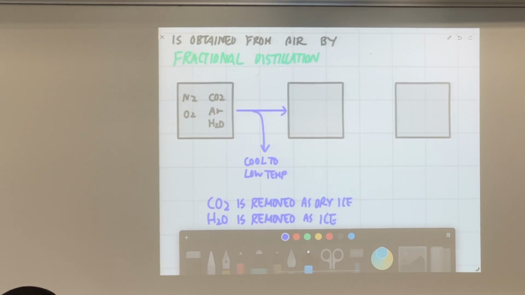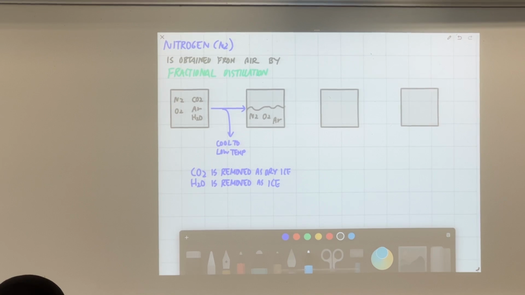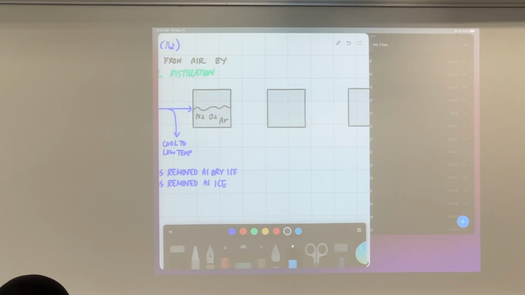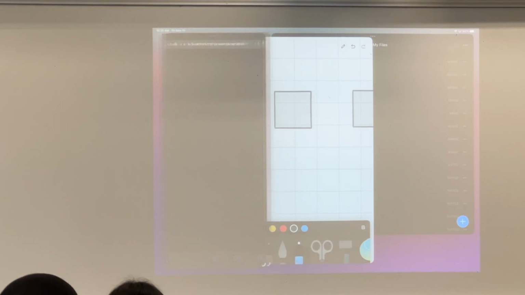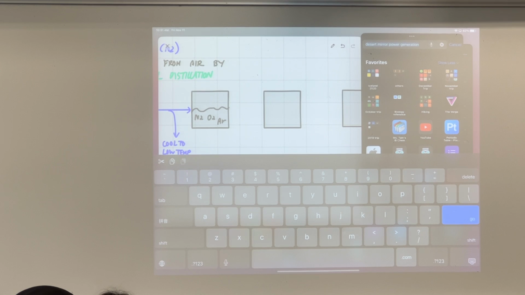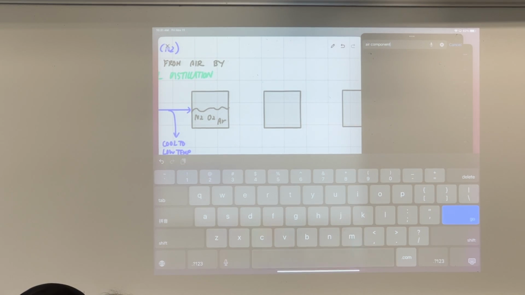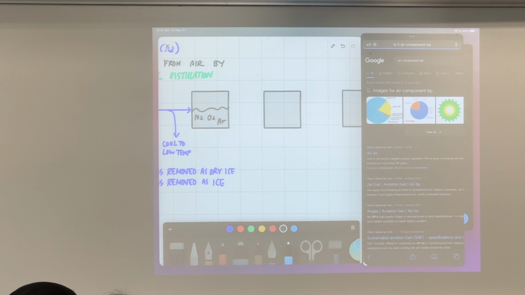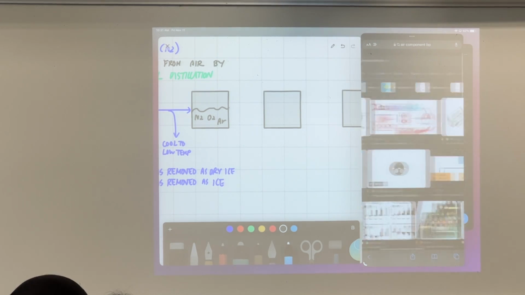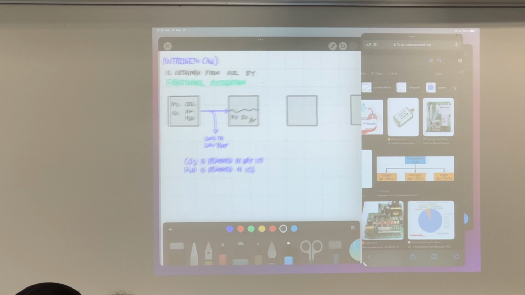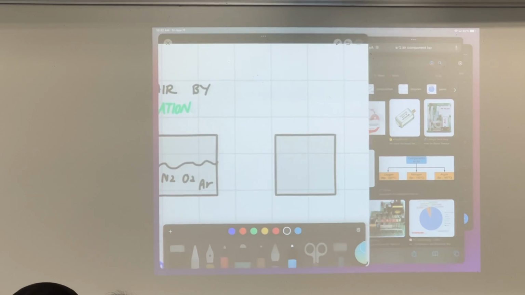So now, when you cool it to low temperature, you will have liquid nitrogen, oxygen, and argon left. And now I need to show you the boiling points. I couldn't remember the boiling points, and neither should you. So you can just refer back to here. You just find the air component boiling points. This is a rather nice diagram here. Can you copy these boiling points in here?